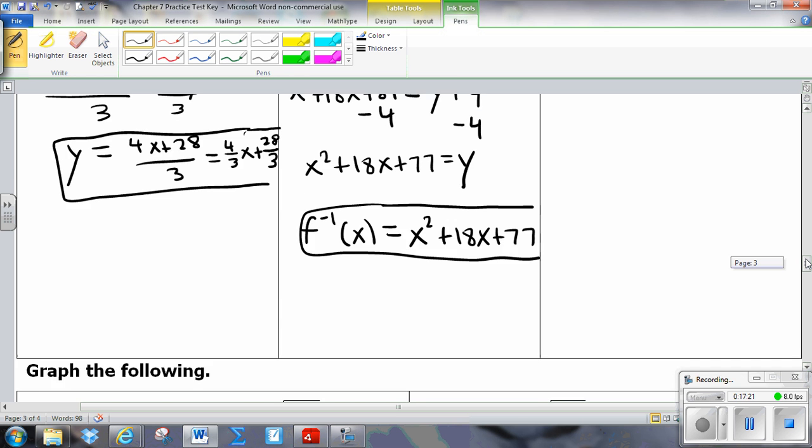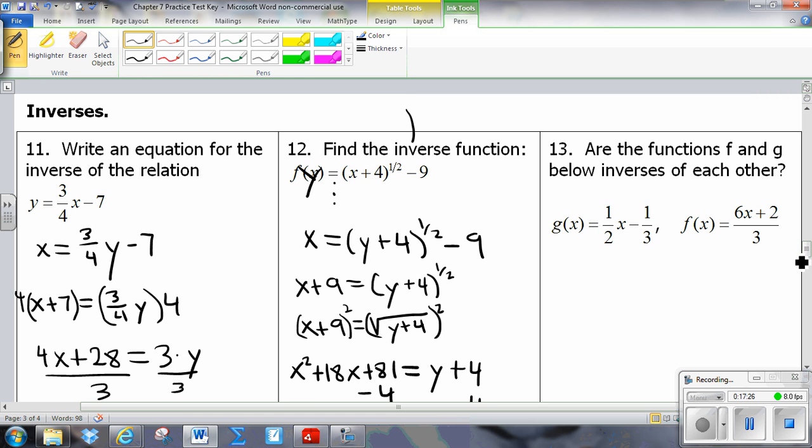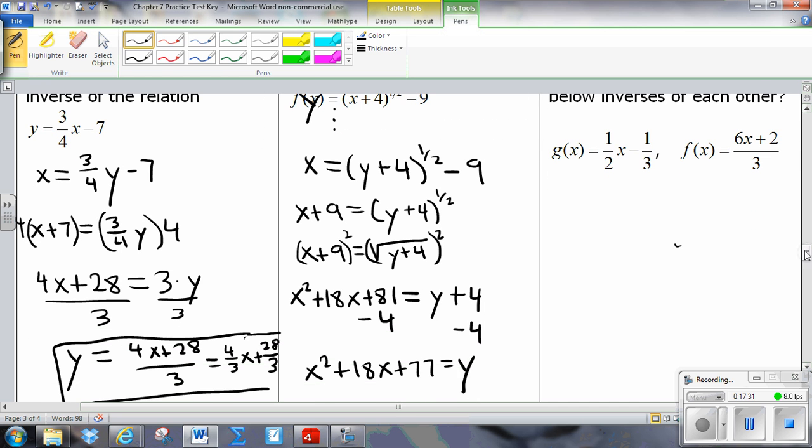So let's see, what number are we on? That's number 13. Okay, so number 13: are the functions inverses of each other? We have to do f of g of x and g of f of x, so there's two things you need to do here. I'm going to draw a line down the middle. First one, we're going to do g of f of x. Other side, we've got to show f of g of x. We have to show these are inverses by showing that after you do these inverses, you should end up with x in the end.